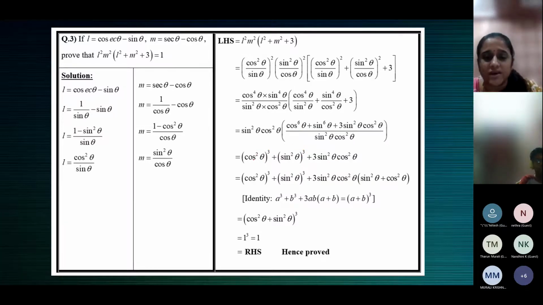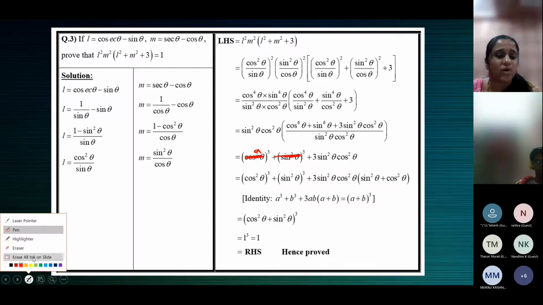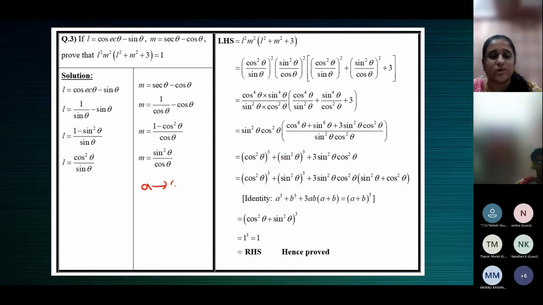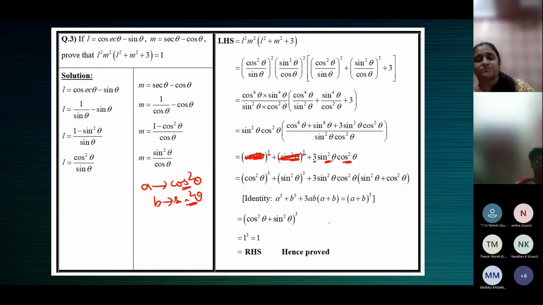Now, how does it look? This full thing is A cubed. This full thing is B cubed. That means A is cos square theta, and B is sine square theta. See here, cos square theta is A, cubed. Sine square theta is B, cubed. So we have A cubed plus B cubed plus 3AB, that is, 3 sine square theta cos square theta.